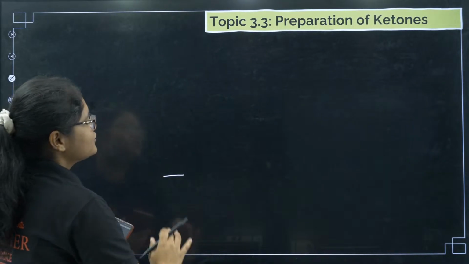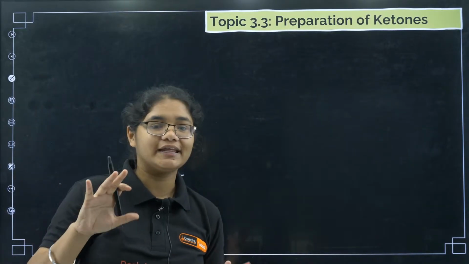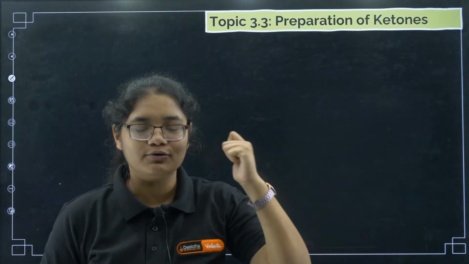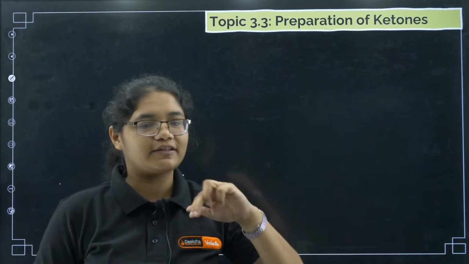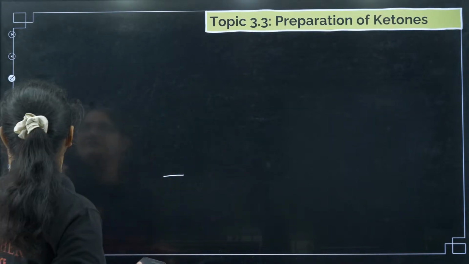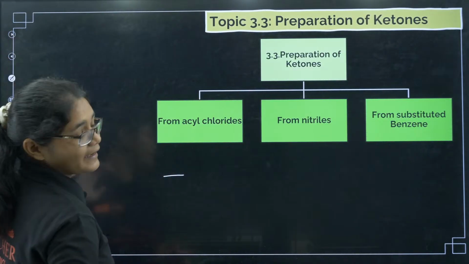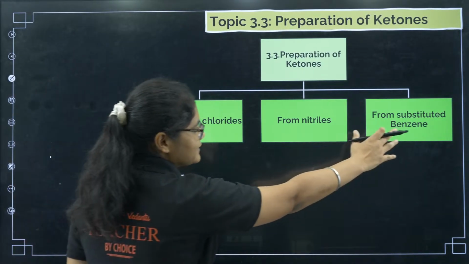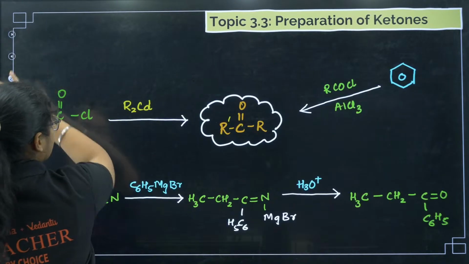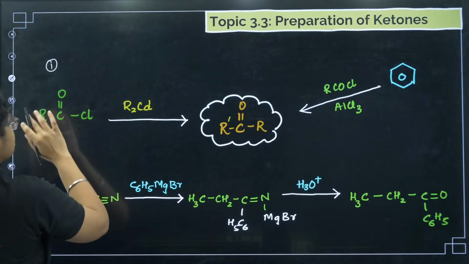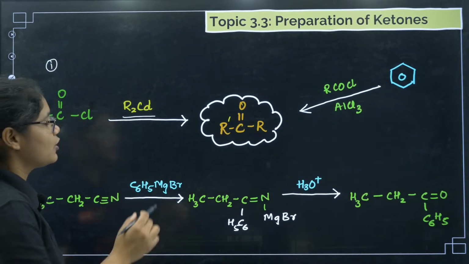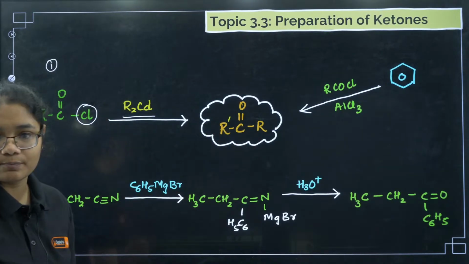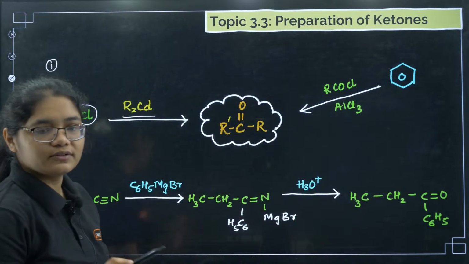Okay, let's get started. Now we have discussed the preparations of only aldehydes, right? We have the Rosenmund reaction, the Gattermann-Koch reaction, the Stephen reaction, which are methods to prepare only aldehydes. Similarly, we have some methods to prepare only ketones: from acyl chlorides, from nitriles and from substituted benzene. From acyl chlorides, we use R2Cd, which is called dialkyl cadmium. The Cl group will be replaced with the R group to give you this product.